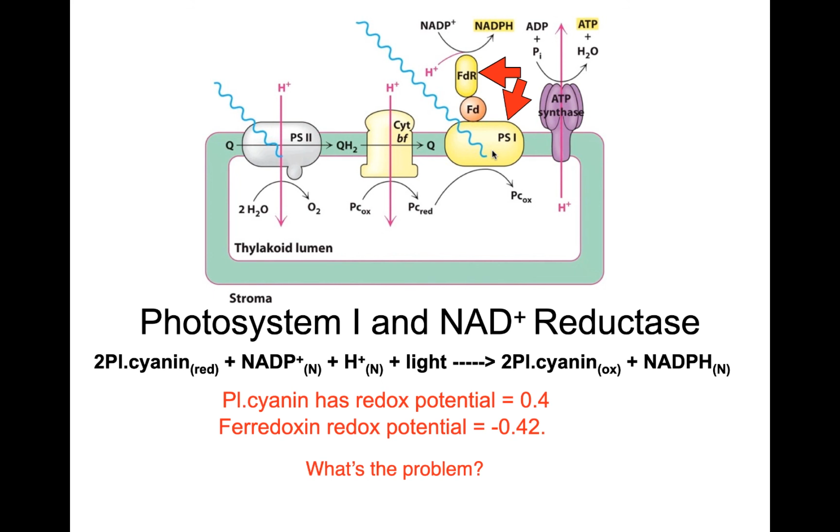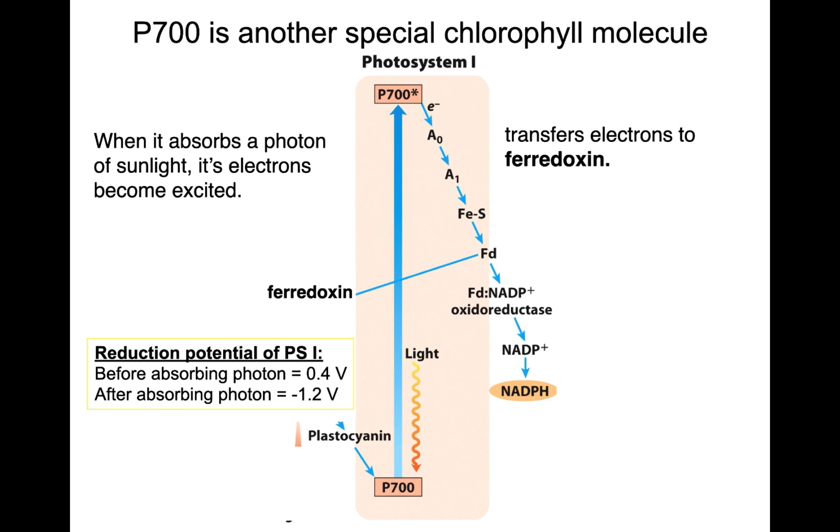Photosystem 1. We know that we're using photons of light, which means this reaction is normally endergonic, and we need to couple it with the energy of light, which means that our plastocyanin has a redox potential of 0.4, and our ferredoxin, FD here, has a redox potential of negative 0.42. So normally this reaction would never happen. Ferredoxin would never be able to steal electrons from plastocyanin. And that is why we use light again.